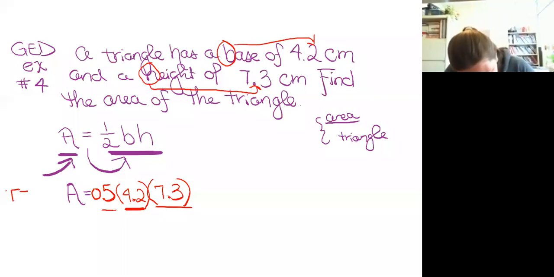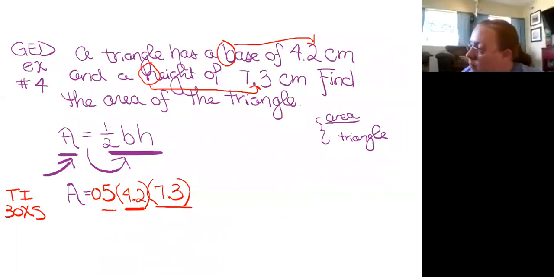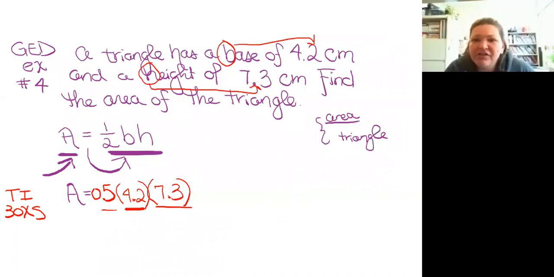It's called a TI-30XS. They usually cost between $11 and $17. And I didn't even realize Bianca was in here. Sorry, Bianca. Hi.